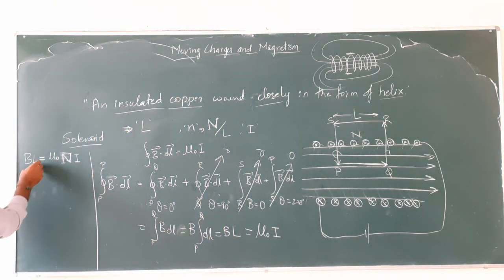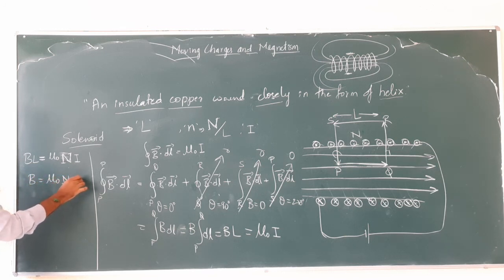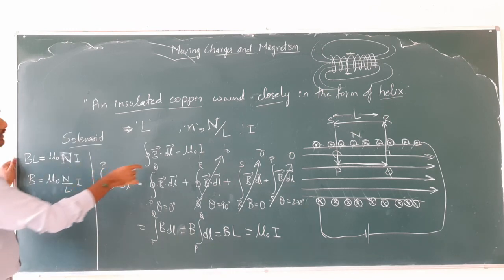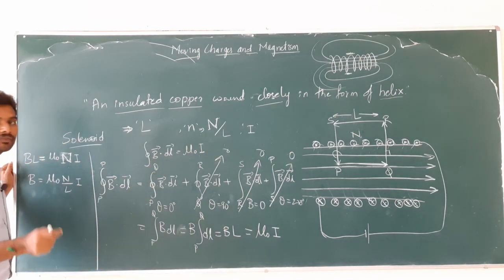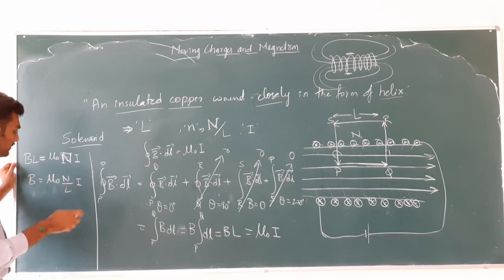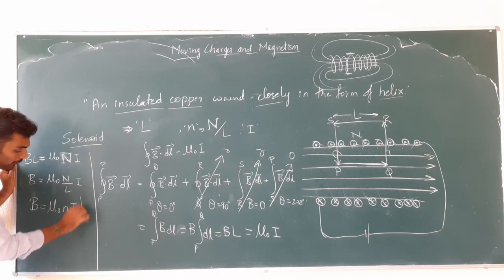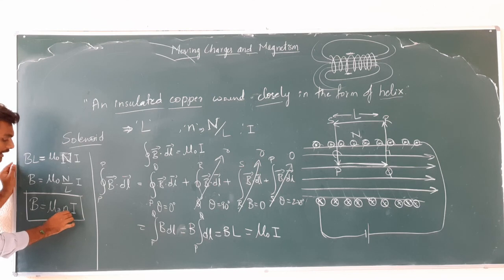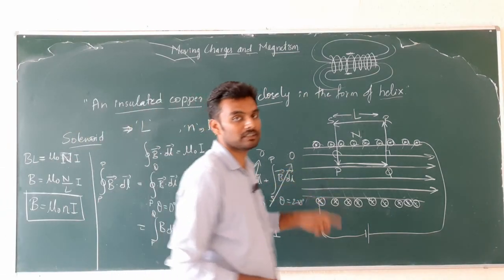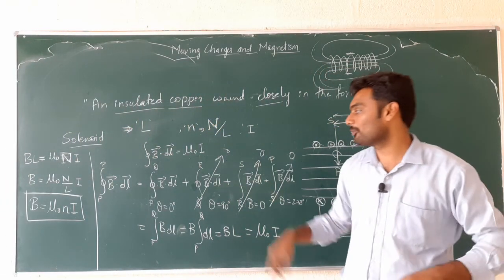So now if I send L to the other side, that becomes B is equal to mu naught N by L times I. What is N by L? Look at this. N by L is the number of turns per unit length. So that makes the expression for magnetic field inside the solenoid equal to mu naught n I, where n is the number of turns per unit length, and I is the current flowing through each turn. All the turns will have I amount of current.